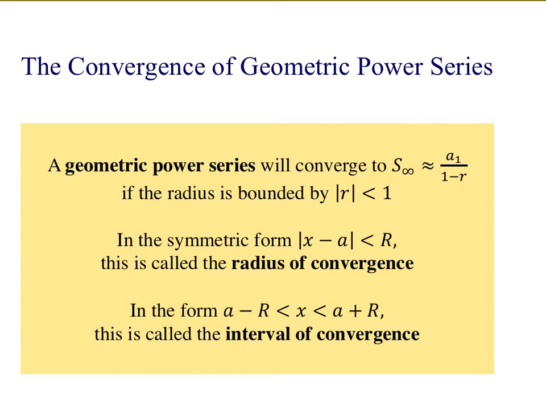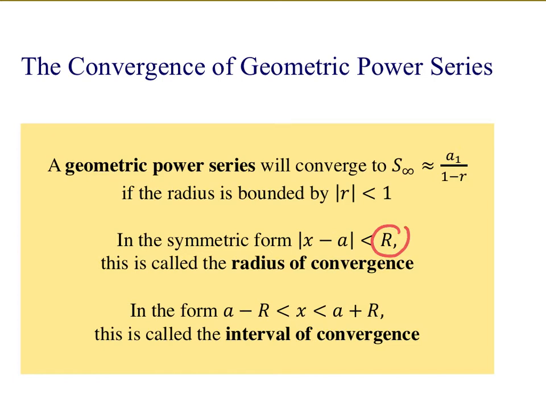So your takeaway from today: a geometric power series. Geometric meaning the pattern is multiplication. Power series meaning the multiplication is happening by a variable, not just a constant. It will converge to the infinite sum if the ratio is bounded by the absolute value of r being less than 1. When we make that symmetric, and remember symmetric is where we have the absolute value is less than r, we call that the radius. The r value is the radius by itself, so it's written in that form. Here's the r.